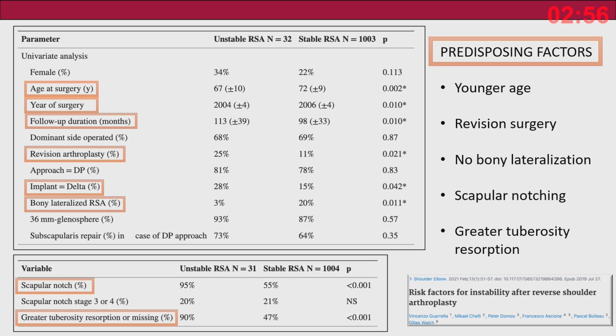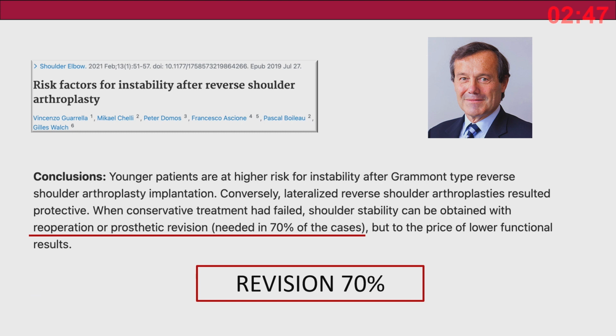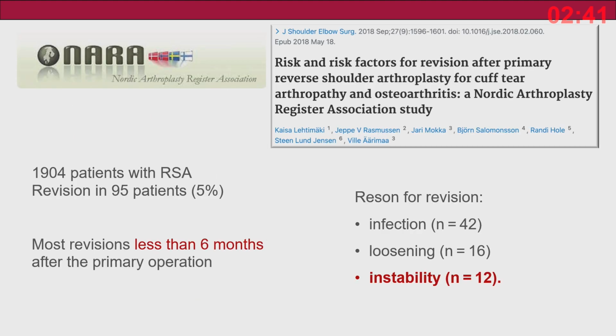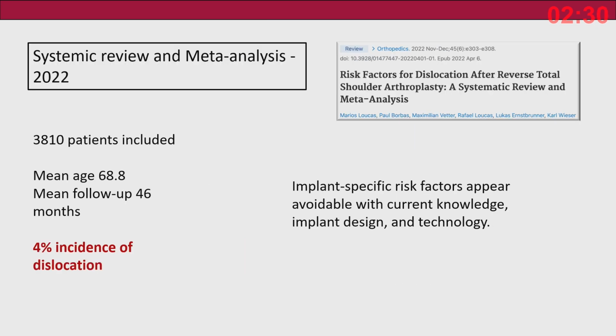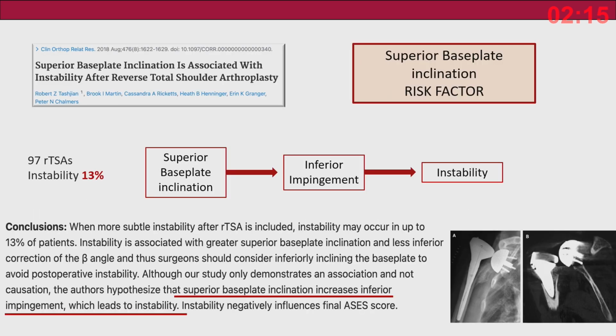and predisposing factors are younger age, revision surgery, no bony lateralization, scapular notching, and greater tuberosity resorption. And he concludes that revision occurs in 70% of the patients with instability. In this larger series of patients, revision is only 5% and in less than 6 months after the primary operation. In another large series, 4% incidence of dislocation, these authors say that implant-specific risk factors appear avoidable with the current knowledge, implant design, and technology help.